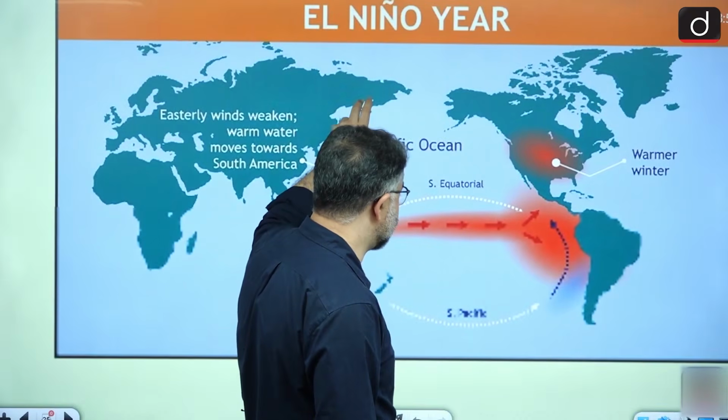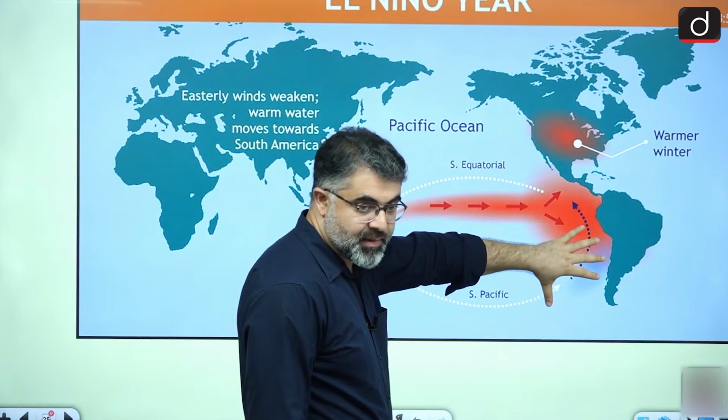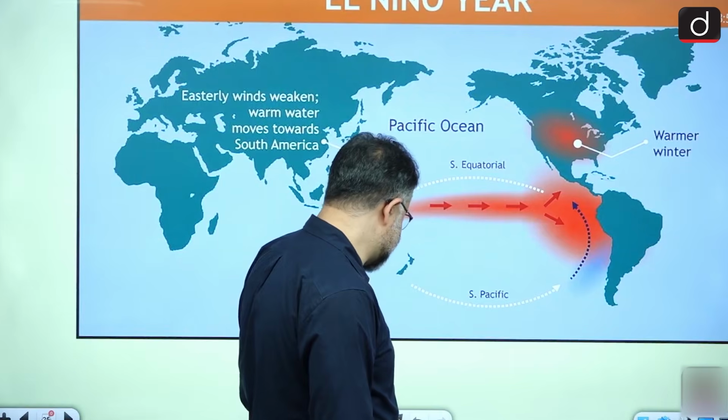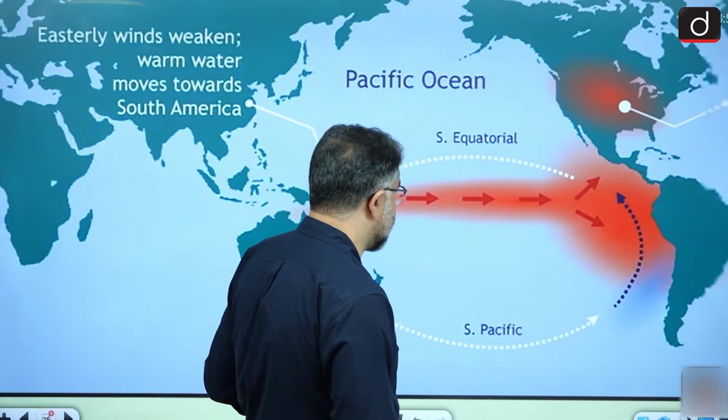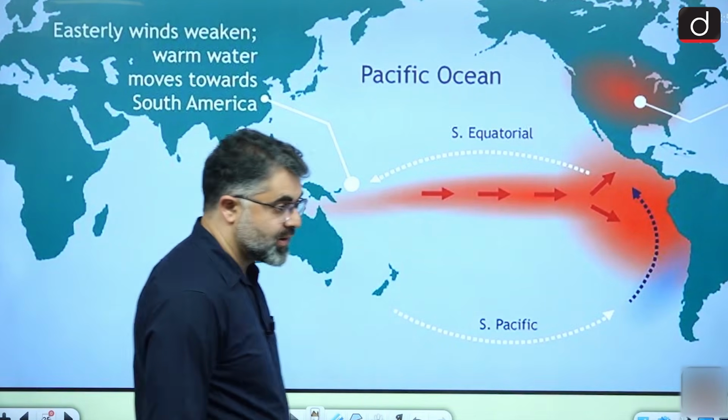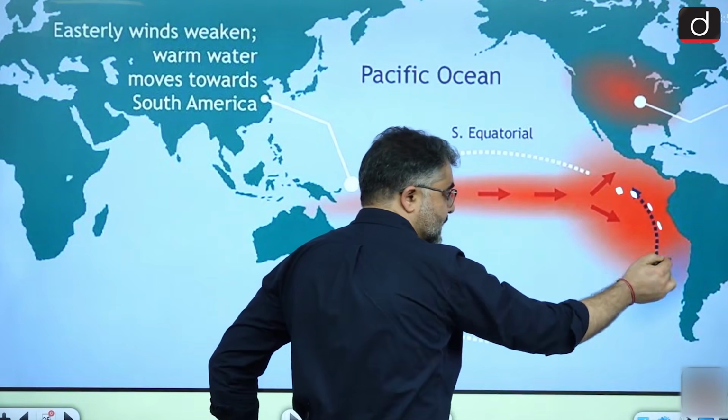This is what is happening in El Nino. Eastern Pacific is getting abnormally heated compared to Western Pacific. चलिए. तो अगर continuous बारिश होता रहा, Peru receives continuous rainfall because there is a circulation of warm water here.